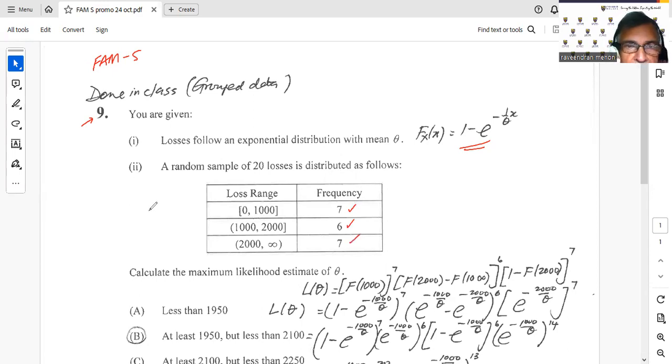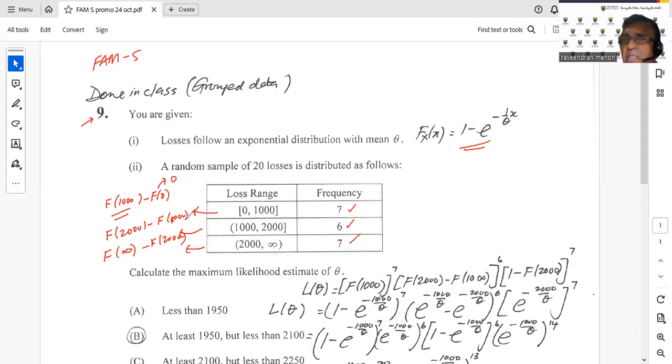And then I have my probabilities here, which I will get from F of 1,000 minus F of 0, and F of 0 is 0. So for the first class, 0 to 1,000, we have the probability that X is less than or equal to 1,000. For the next class, we will be looking at the CDF F of 2,000 minus F of 1,000. And finally, we'll be looking at F of infinity minus F of 2,000.